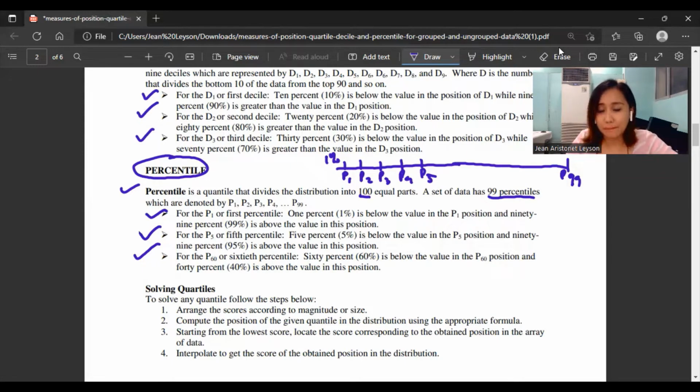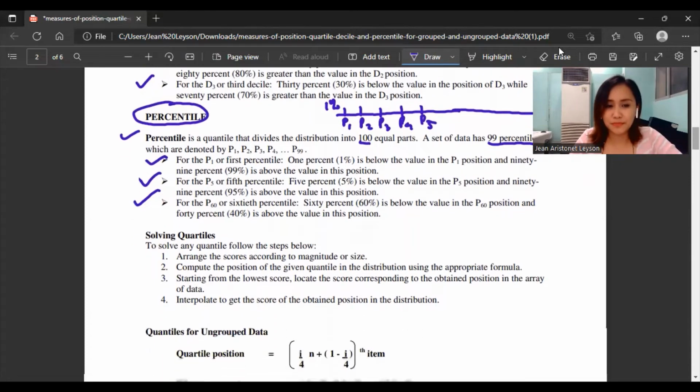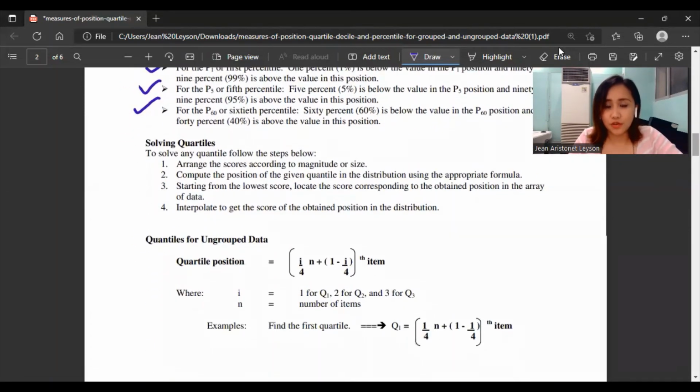So just to recap, quartile divides the set of data into 4 equal parts. Decile divides the set of data into 10 equal parts. Percentile divides the set of data into 100 equal parts. Quartile is denoted by Q sub 1, 2, 3, and 4. Decile is denoted by D sub 1, D sub 2, D sub 3, up to D sub 9. Percentile is denoted by P sub 1, P sub 2, P sub 3, and so on up to P sub 99. Okay? So how do we solve for quantiles?